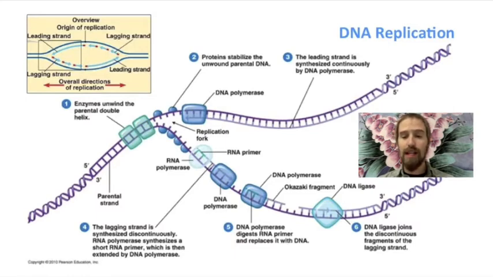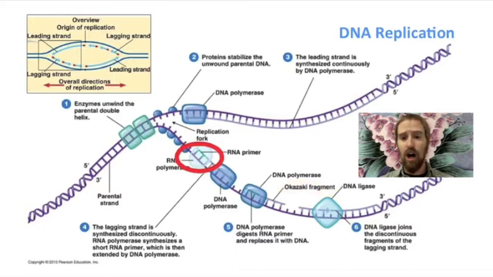On the so-called leading strand, the new strand being built is synthesized continuously in one long chain, working in this direction toward the replication fork. That's what we see on this top strand here in our diagram. On the other strand, the so-called lagging strand, the new strand being built is synthesized discontinuously, which is to say that it is built in fragments. These fragments are called Okazaki fragments, after the scientist who discovered this particular detail of DNA replication.